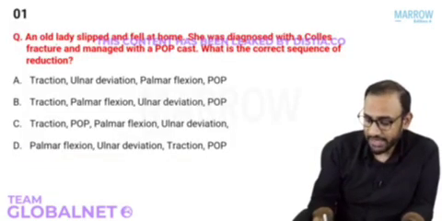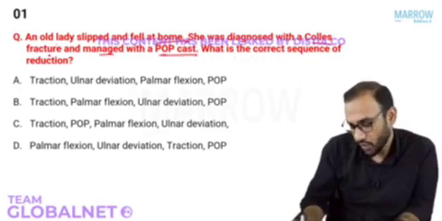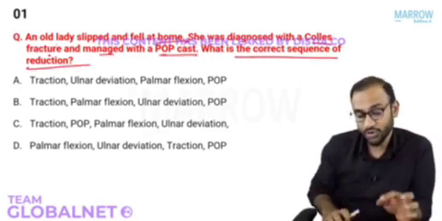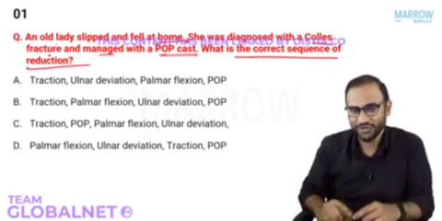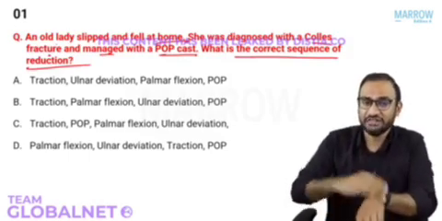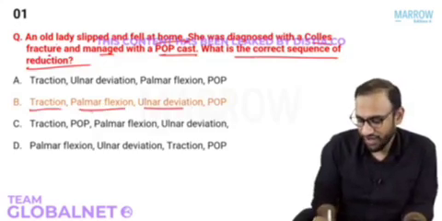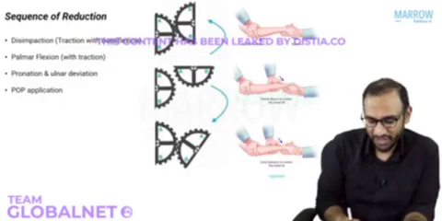An old lady slipped and fell at home. She was diagnosed with a Colles fracture and managed with a POP cast. What is the correct sequence of reduction? You know this. The correct sequence of reduction, I've showed you the video also. That is traction, followed by palmar flexion, ulnar deviation, and then the application of the plaster of Paris.